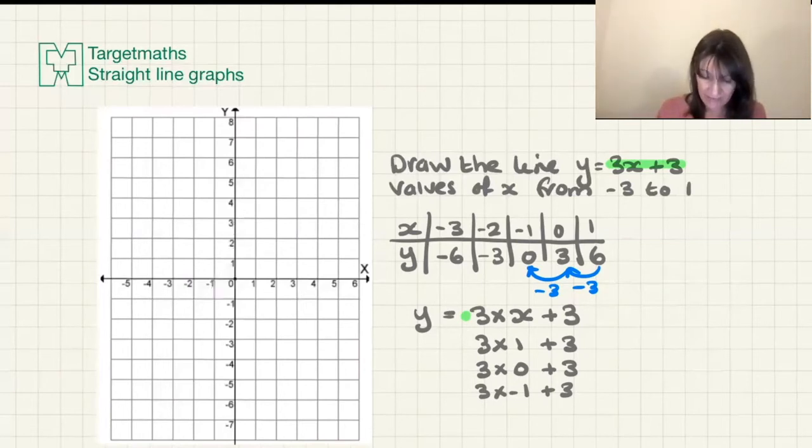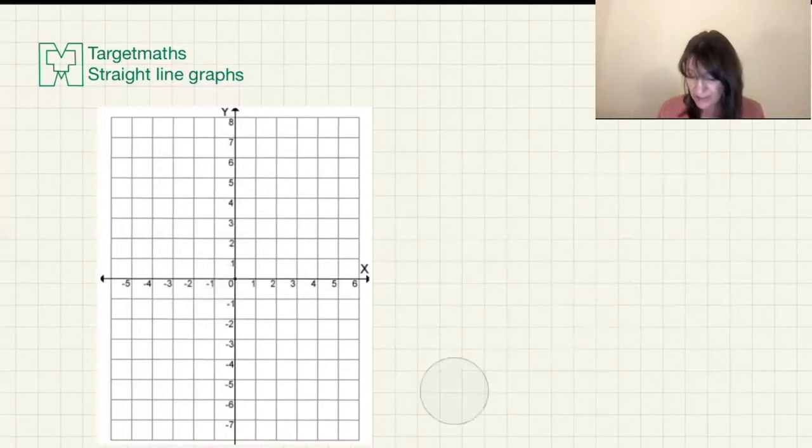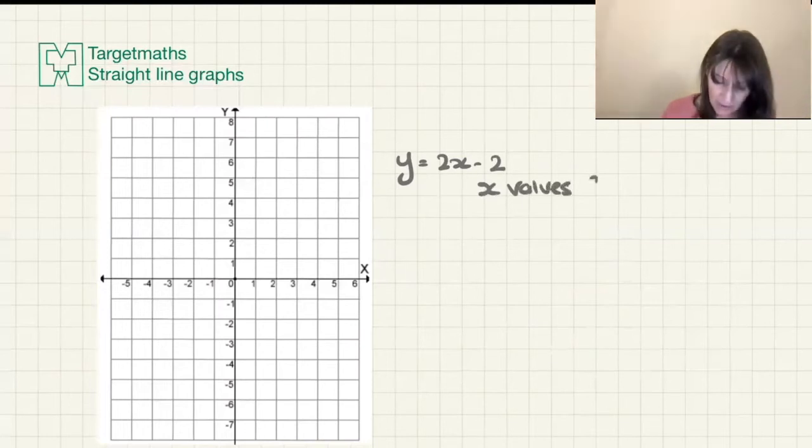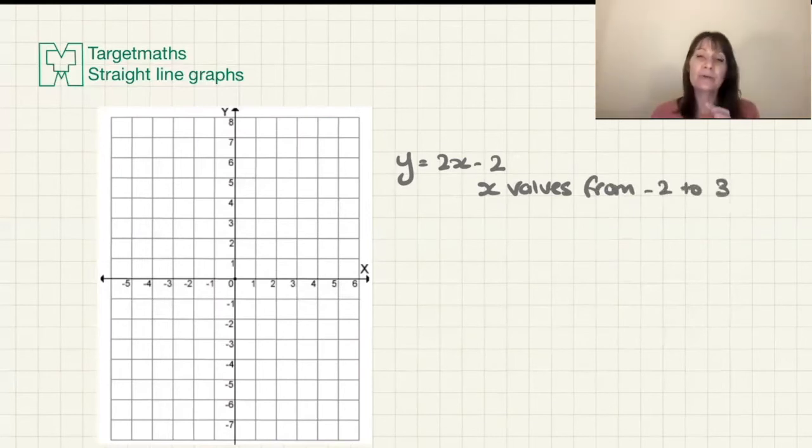Okay, I think we should do another one. This time I want you to have a go. So you're going to press pause and hit play when you're ready. So you're going to do y equals 2x minus 2. And we're going to use the x values from -2 to 3. Okay, so I want you to, like I say, pause, look at the work we've done so far, have a really good go at this and hit play when you're ready.